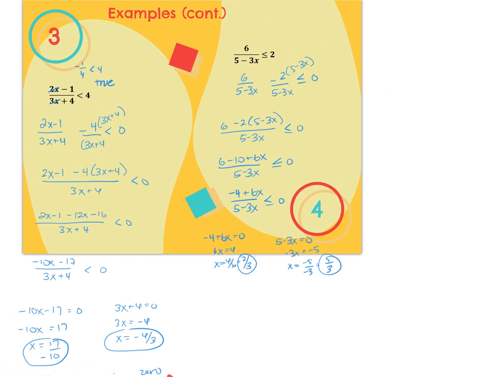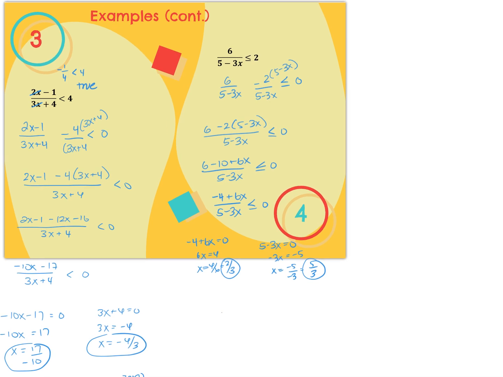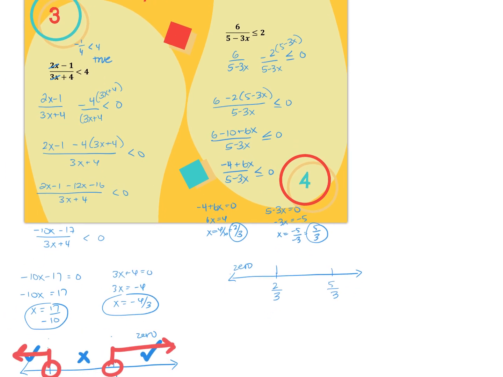Okay? And so now I go to my number line, and I'm going to identify 2/3 here. So 2/3, and here is 5/3, and I know that 0 is over here. And again, I've kind of broken this into my little partitions, right? It's my sections. So I've got to figure out which sections work.